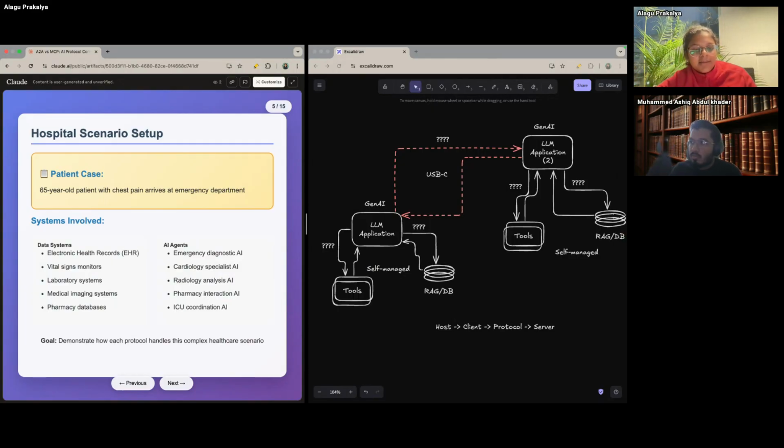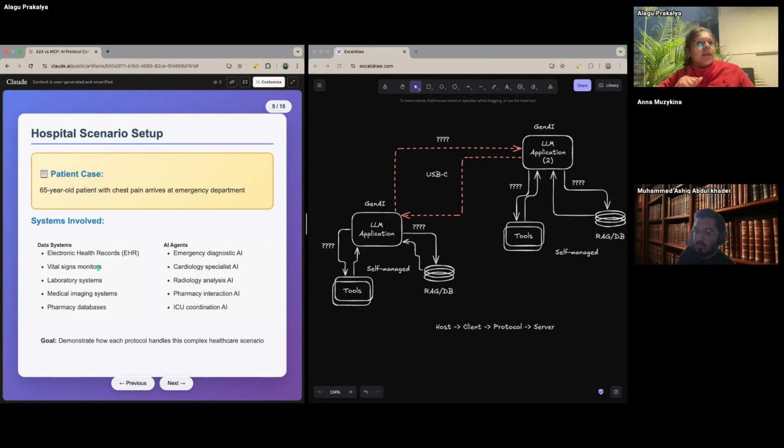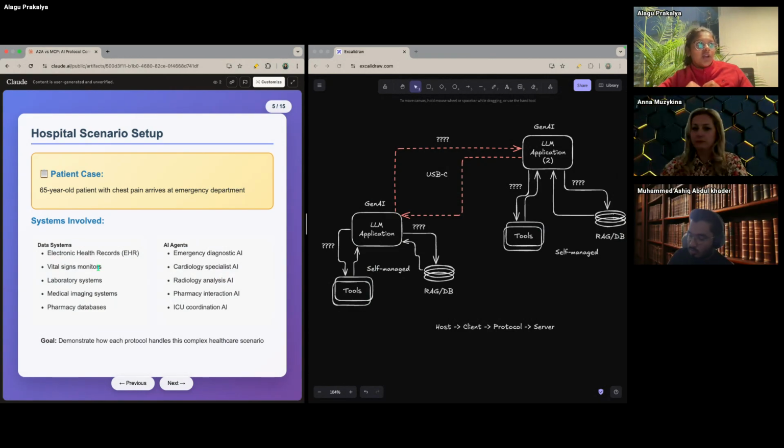In this case, we will have these kinds of data systems: the electronic health records, vital sign monitors, the laboratory systems, imaging like X-rays, and the pharmaceutical databases, including the patient himself. This is where MCP comes into play. If you have the question of where to employ MCP versus where to employ agents: when you have tools, service calls and database access, MCP comes into play.